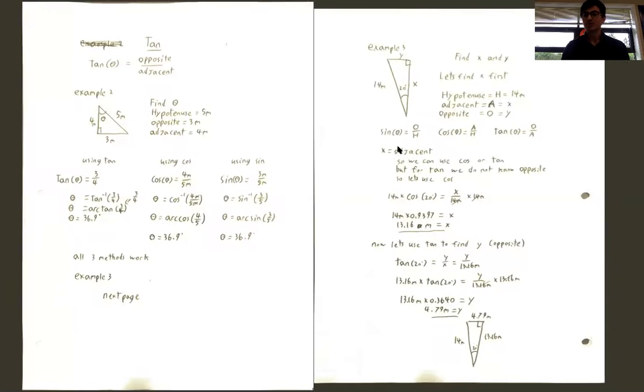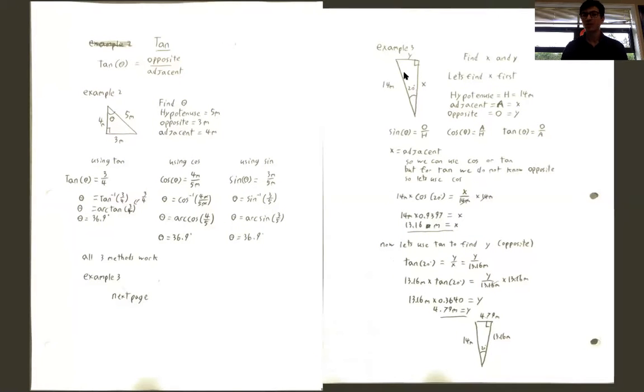Let's look at example 3. Here, we're given one angle and one length. We know the hypotenuse, and we know the angle is going to be 20 degrees. I went ahead and labeled my hypotenuse, capital H, which is going to equal 14 meters. Adjacent, capital A, is going to be my x value. Adjacent is the one that's touching the angle. And my opposite, the one right across, is going to be my y value. Sine theta is opposite over hypotenuse, cos theta is adjacent over hypotenuse, and tan is opposite over adjacent.